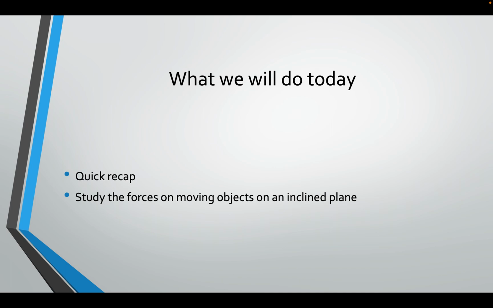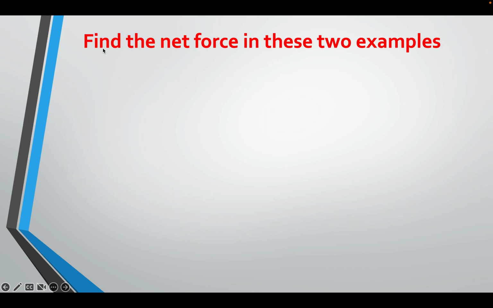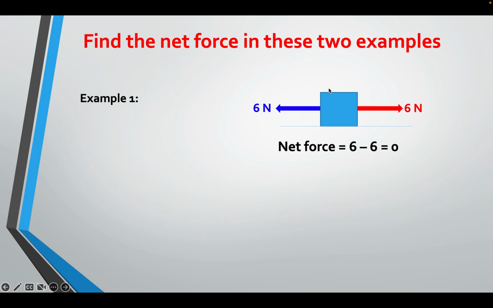In this lesson, what we're going to do is talk about forces on an inclined plane. Before we do that, we'll do a quick recap first on forces so far. If I give you two examples here, we need to figure out what the net force is. If I have 6 newtons going to the left and 6 newtons going to the right, what will happen? They will subtract, right? They're in opposite directions, it becomes 0.